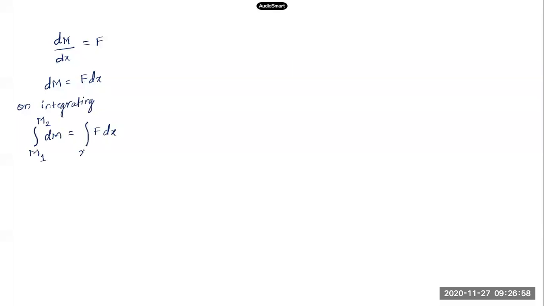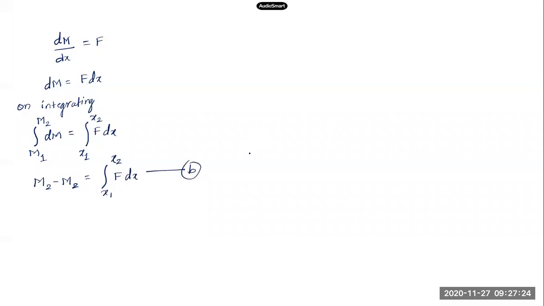And this variable is x, so x1 to x2 distance. So what this gives me, m2 minus m1, shall be equal to the integration between x1 to x2 of F dx. I'll call this B.